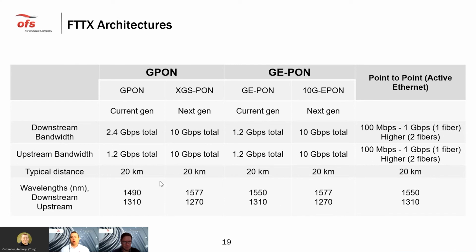When we talk about XGS PON, that is where things are moving to. The current generation is just your standard GPON, and where things are starting to move, and we're starting to see it, is XGS PON. What that does is multiply your downstream by 4x and your upstream by 10x, to where you get 10 gig symmetrical bandwidth on the network.